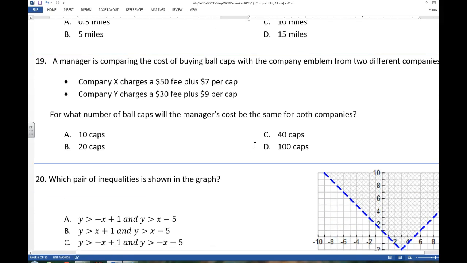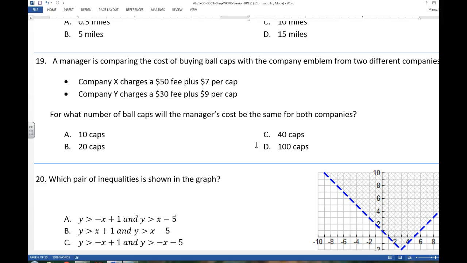Number 19. A manager is comparing the cost of buying ball caps with the company emblem from two different companies. Company X charges $50 fee plus $7 per cap. Company Y charges $30 fee plus $9 per cap. It says, for what number of ball caps will the manager's cost be the same for both companies?